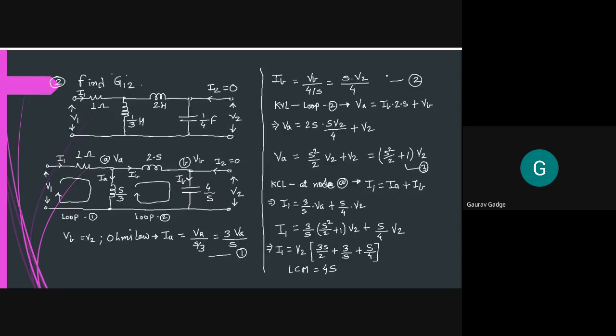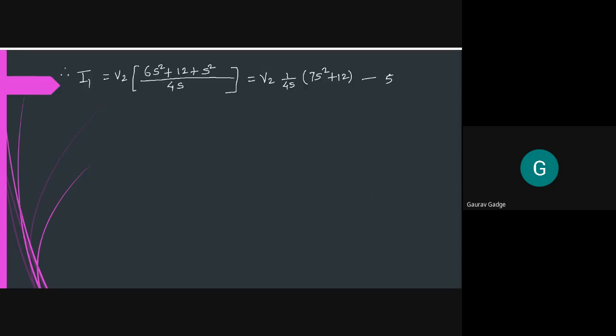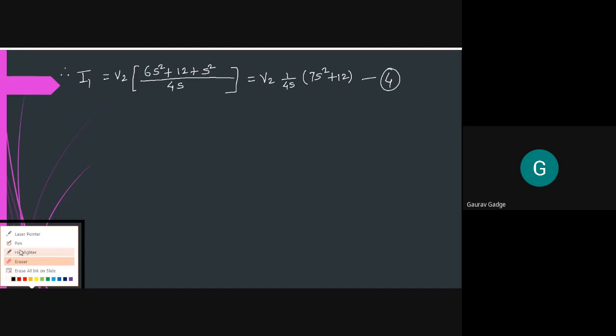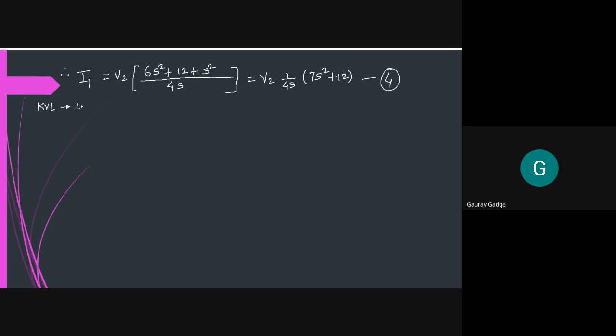Equation 4. This is your equation. Equation 4, that is, your KCL is done. Now you have to apply KVL. You have to apply KVL in loop 1.